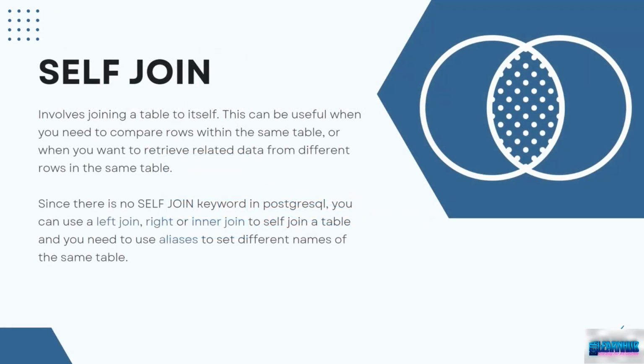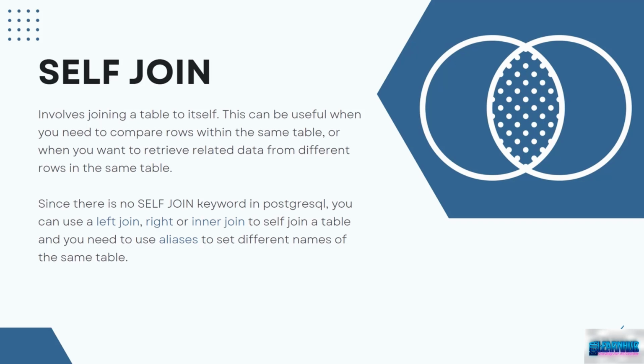The last type of special join is the self-join. A self-join in PostgreSQL is a type of join operation that involves joining a table to itself. This can be useful when you need to compare rows within the same table or when you want to retrieve related data from different rows in the same table.